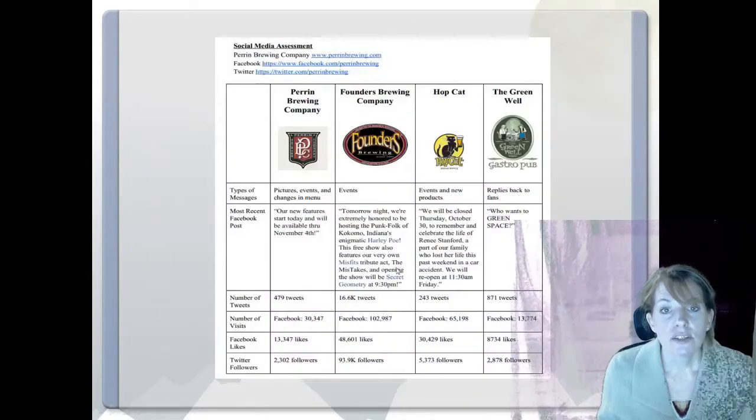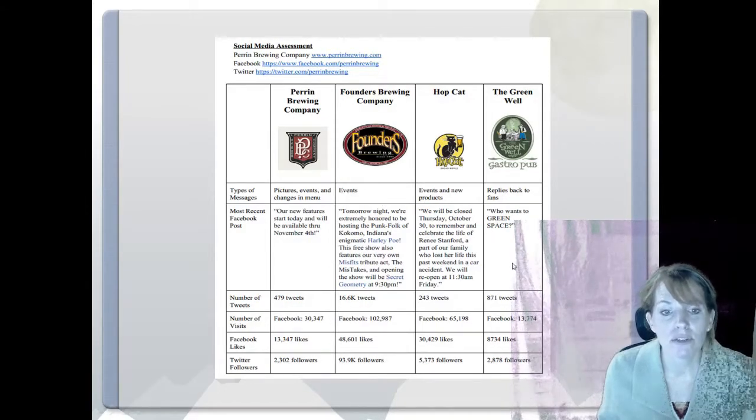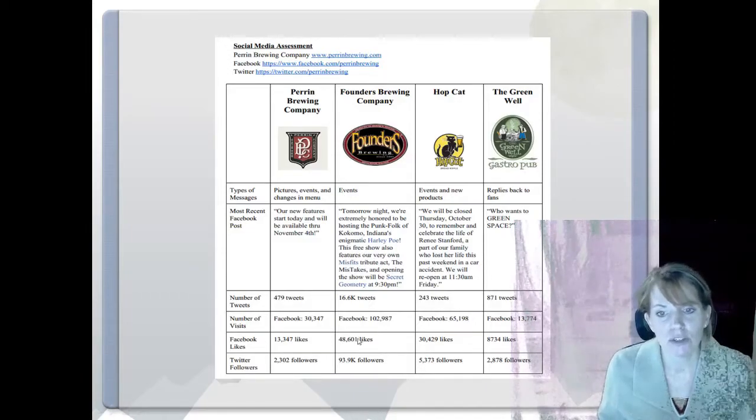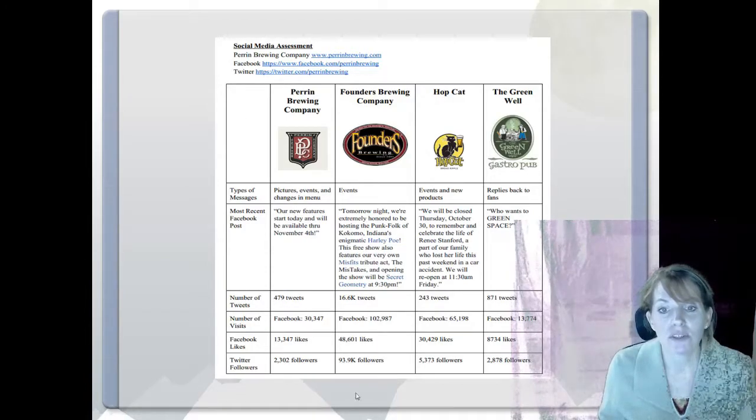Looking again, here's another one for breweries, and we're the Perrin Brewing Company here, and this is more about what Founders, Hopcat and the Green Well are doing, who we viewed as our competition, right? This is a student plan, and you can see the difference is Founders has 102,000 people on their Facebook. Pretty amazing, right? And how many likes they have, how many followers they have, etc.